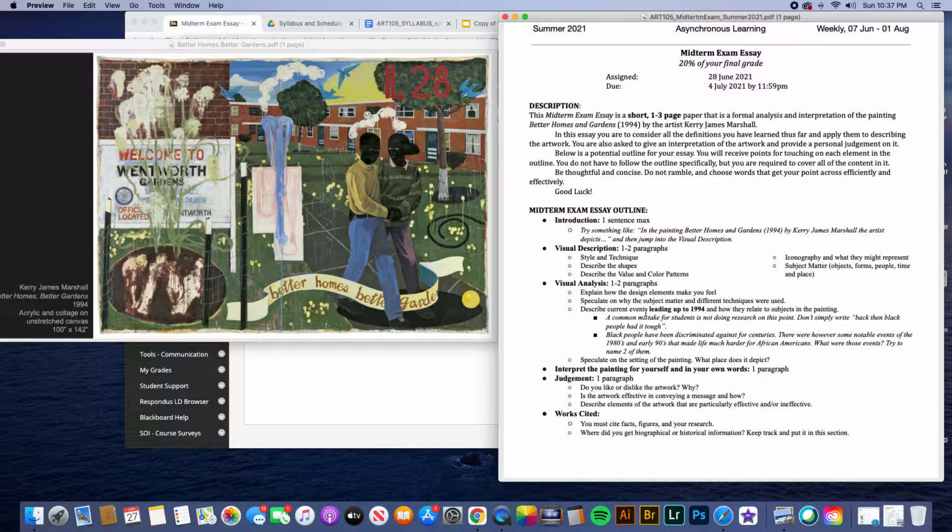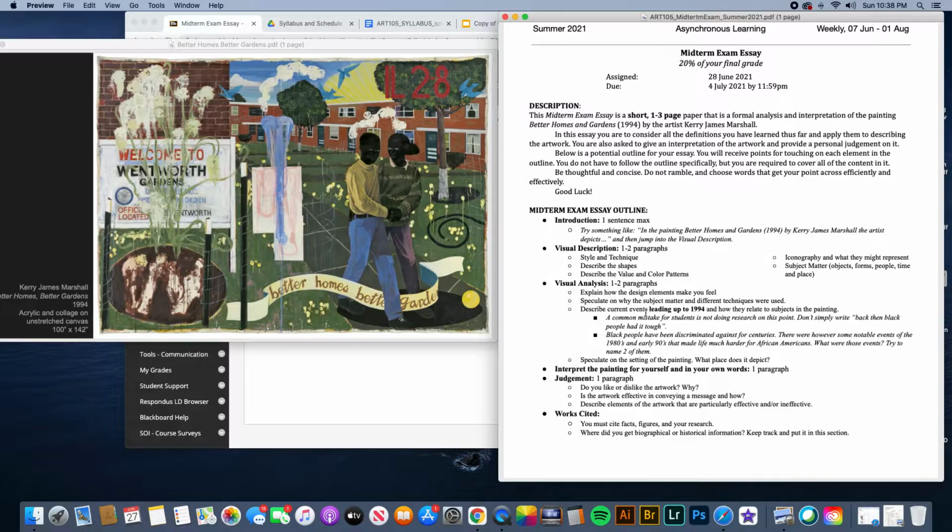I write, black people have been discriminated against for centuries. There were, however, some notable events of the 1980s and early 90s that made life much harder for African Americans. What were those events? Try to name two of them. All right, so I'm giving you clues here, 1980s and early 1990s. So that would be before 1994, because you don't want to talk about events after the painting was made. But there are two that really stick in my mind. They have to do with race relations. So do some research, try to figure them out. If you throw something else in there that's a good indication of the climate in the early 90s, go ahead and do that.